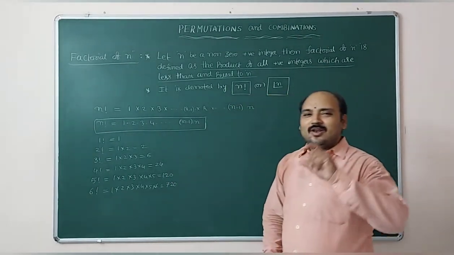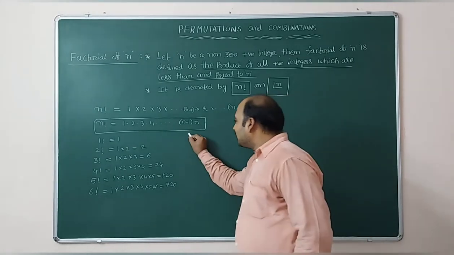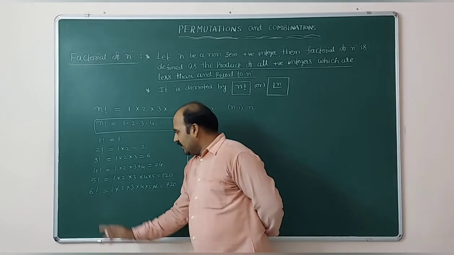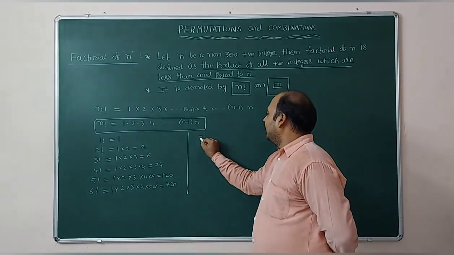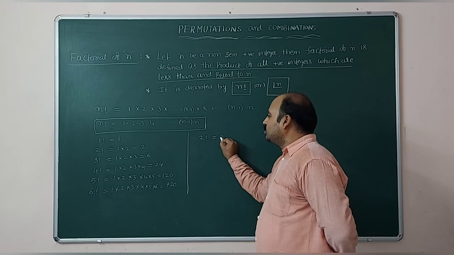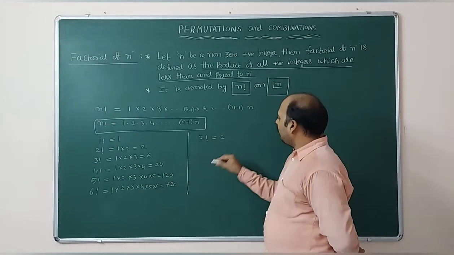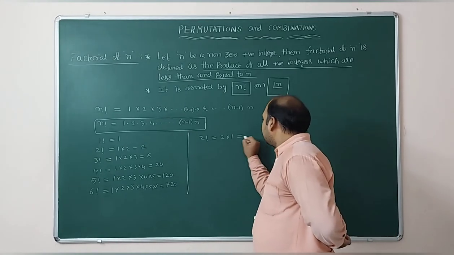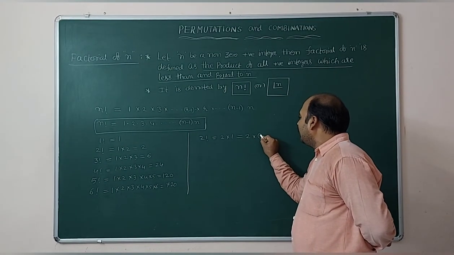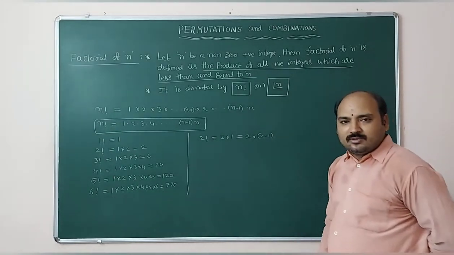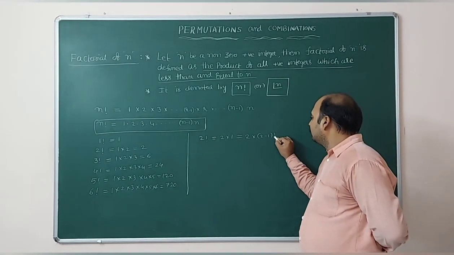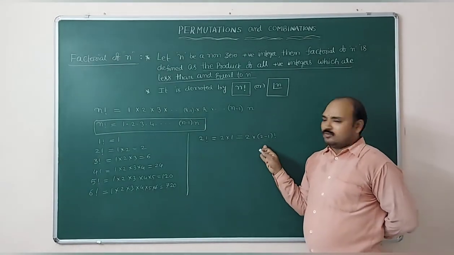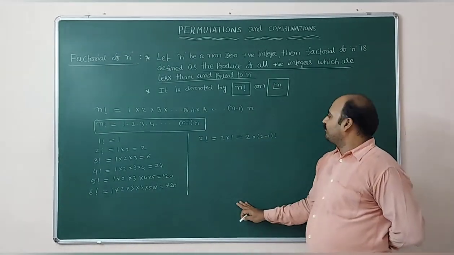From this, one logic we can find. Observe carefully, dear students. Suppose here I am taking 2 factorial. For example, 2 factorial, 2 into 1, 1 into 2, or we can write 1 into 2, 2 into 1 also. Can I write 2 into 1 like 2 minus 1? So 2 minus 1 means 1. 1 into 2, anyway the value is 2.